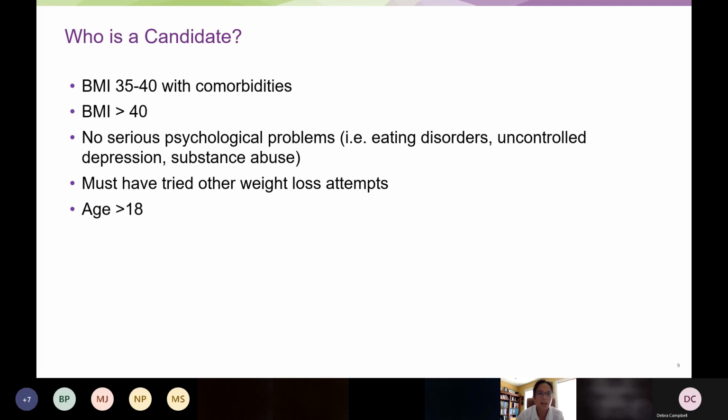So first, who's a candidate for weight loss surgery? The people that are candidates for weight loss surgery are people who have a body mass index 35 to 40 with medical problems like diabetes, high blood pressure, sleep apnea, or a body mass index greater than 40 with no comorbidities. We do screen people for psychological issues. They can't have eating disorders, uncontrolled depression, or substance abuse. And they must have tried other weight loss attempts and then have failed. And for us, age has to be greater than 18. Next slide.